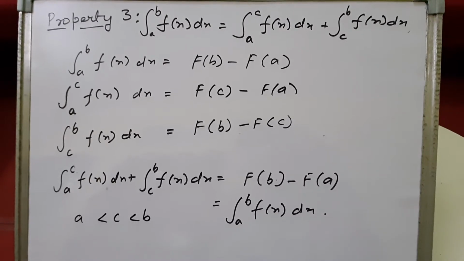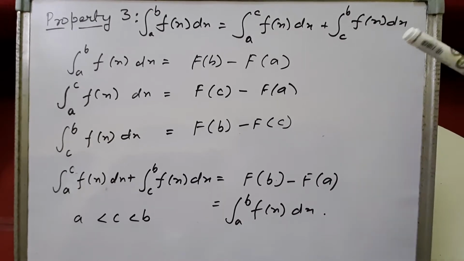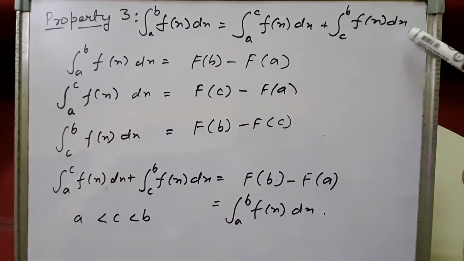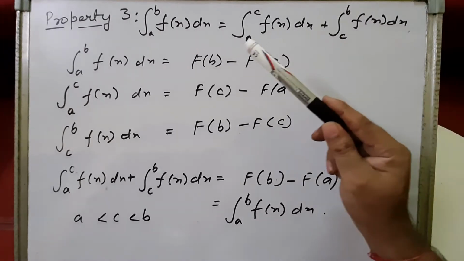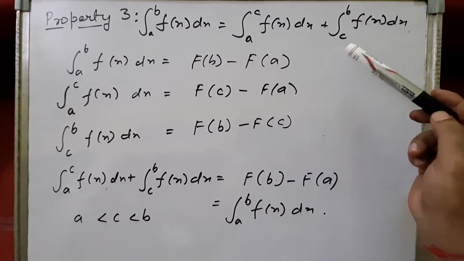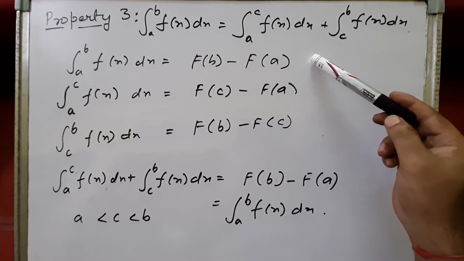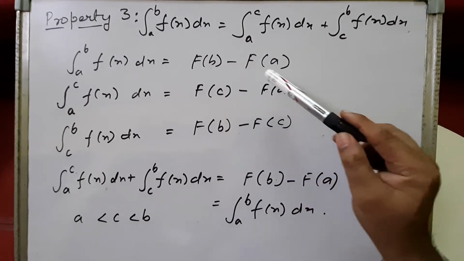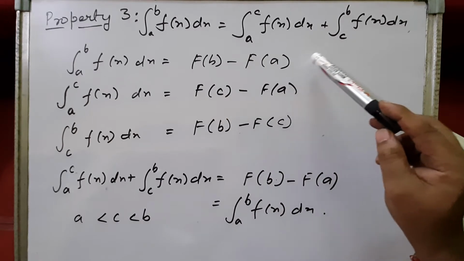Let's see another property, children. In the third property, it is given that the integration of a to b f(x) dx is equal to the integration of a to c f(x) dx plus the integration of c to b f(x) dx, where c lies between a and b. Let's see how we can write this. The integration of a to b f(x) dx will be F(b) minus F(a): the antiderivative at the upper limit minus the antiderivative at the lower limit.